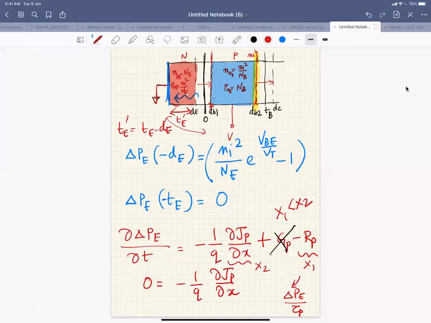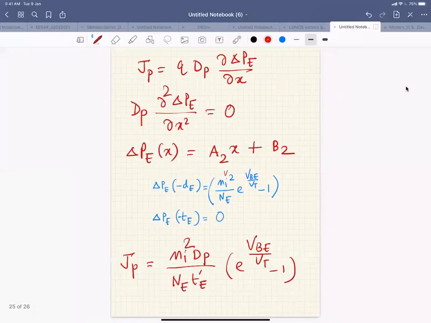So this junction is forward biased. So the emitter base junction is forward biased. So DE is very less compared to the emitter thickness, right? So your TE dash will be equal to TE. That is a fair assumption, right? You could even calculate, I mean, you have equations. You could calculate what the thickness is, what this DE is. Anyway, so this is my JP.